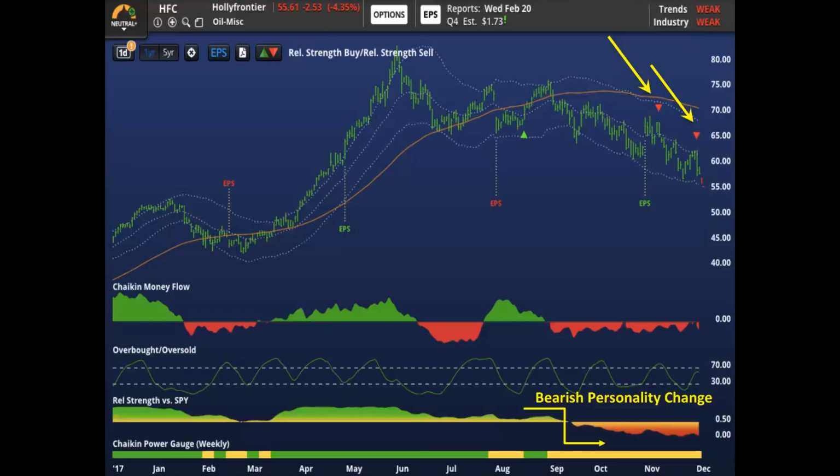It's my favorite trading signal for options and swing traders. The reason is these signals tend to last for 4 to 8 weeks. So you can put on an options position that's not stressed by premium erosion or short duration. And in this case, this relative strength sell signal came after what we call a bearish personality change. When a stock has been outperforming the market for a significant period of time, so our relative strength indicator is green, and then begins to underperform the market, we call that a bearish personality change.